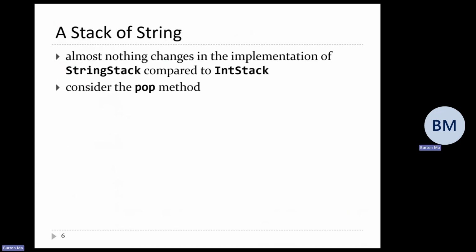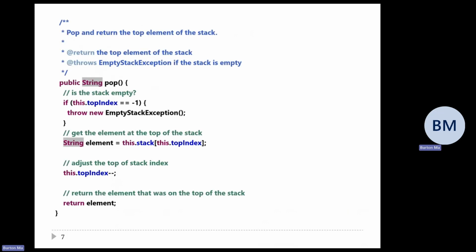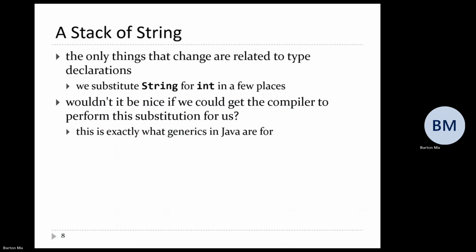If you look at the implementation of the methods, you'll realize that the changes are very superficial. So if you look at pop for int stack, oh, sorry, this is pop for the int stack, but I've changed it so it now returns a string. So there's your return type there. There's your element type there. When you get an element out of the stack, you're getting a string. And that's it. Again, the only changes that occur are with the types. All other code remains the same. The only things that change are related to the type declarations. All you do is take string and replace int in a few places.